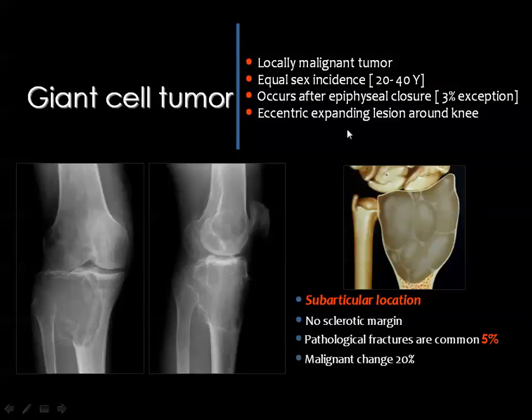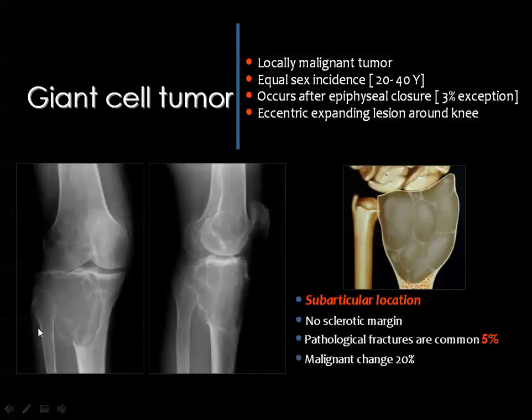This lesion is commonly found around the knee, and it has an eccentric location. It usually affects one side of the bone, whether it is the tibia, the fibula, or the femur, and it has no sclerotic margin. For the diagnosis, this lesion should reach the articular surface. The tumor should reach the articular surface of the affected bone. Like this here, you see an expanding lesion reaching the articular surface of the tibia. There is no evident sclerotic margin.